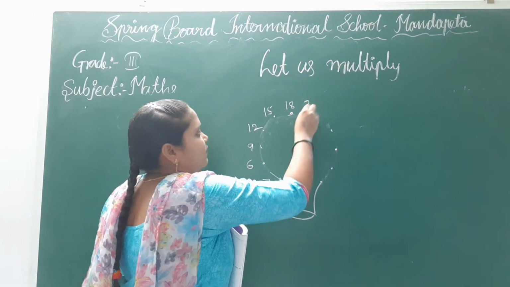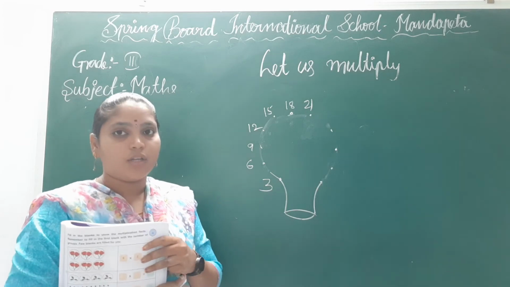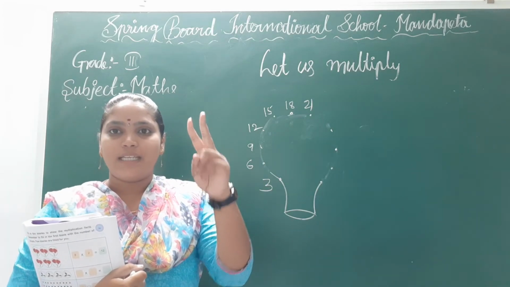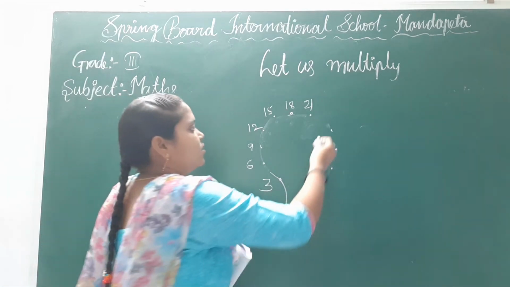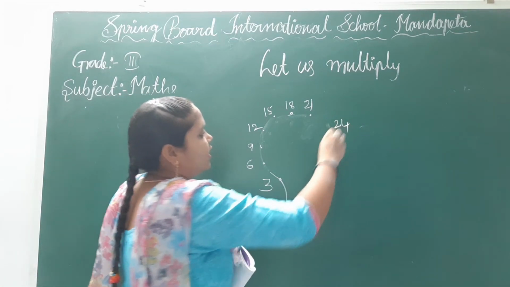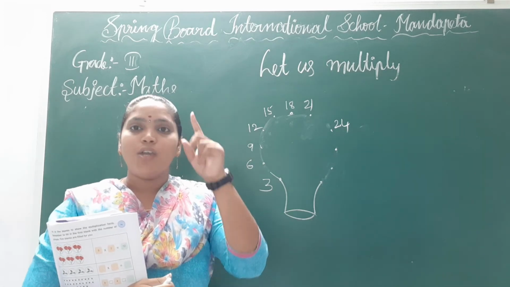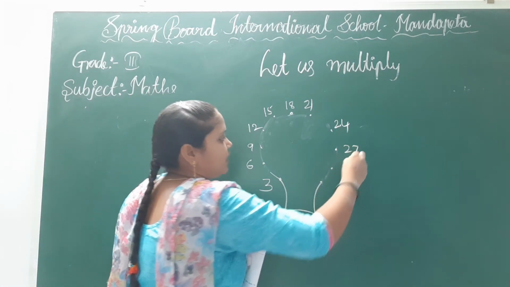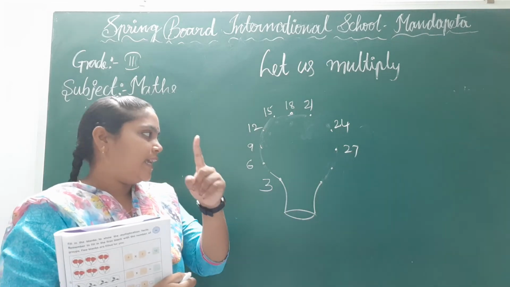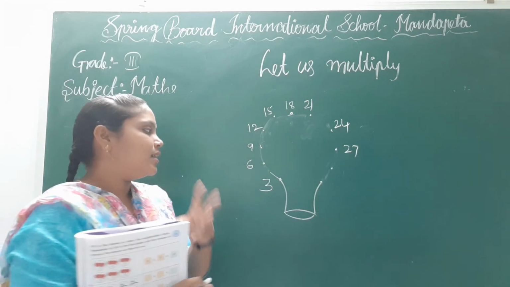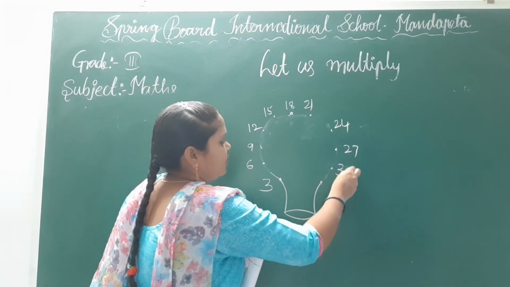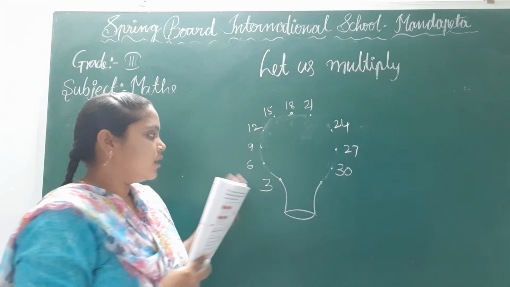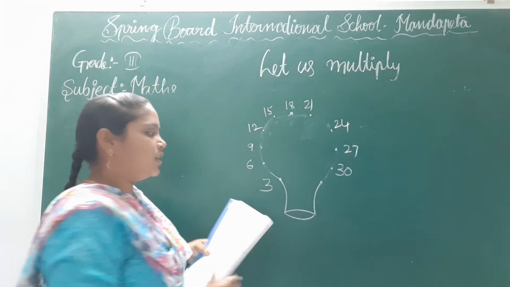So write 21 here. These are all the skip counting of 3. 21, after 22, 23, 24. So write 24 here. Next 25, 26, 27. Write 27. Next 28, 29, 30. Okay, children. Next 31, 32, 33.